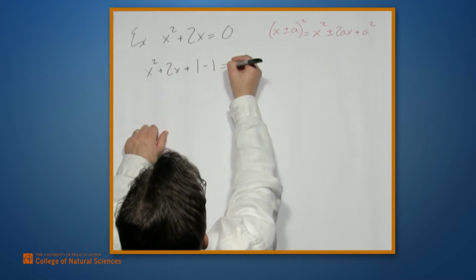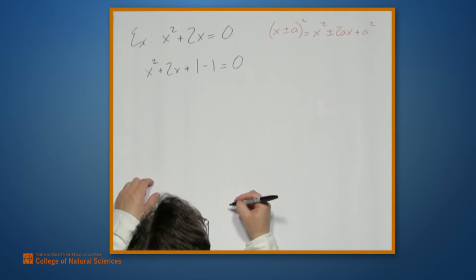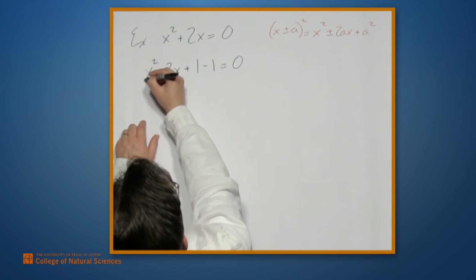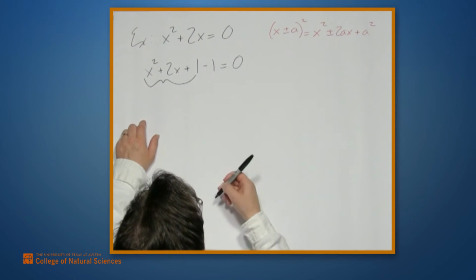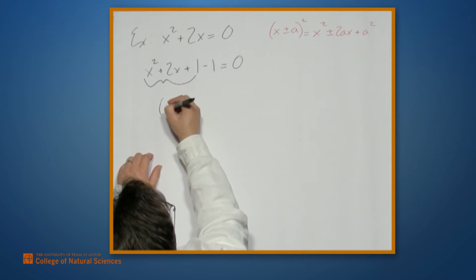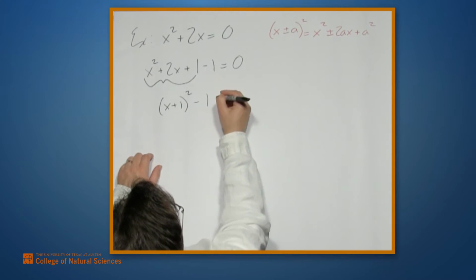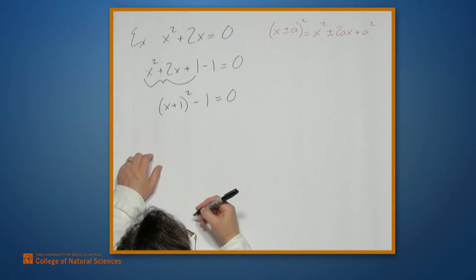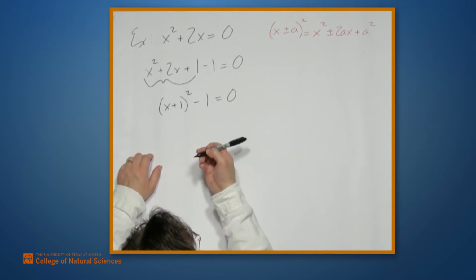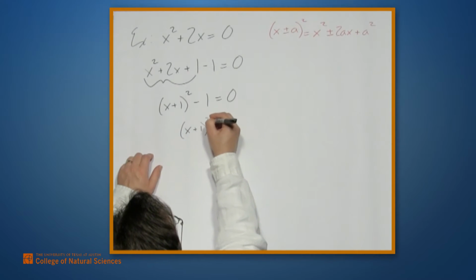So let's set this now equal to 0. These two things are equivalent, but this first part we can now write like this. This first part is (x plus 1) squared, and then minus 1 equals 0. Now we have an equation of the form that we saw before. We know how to solve this. We write this as (x plus 1) squared equals 1.